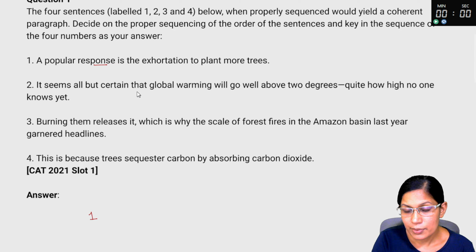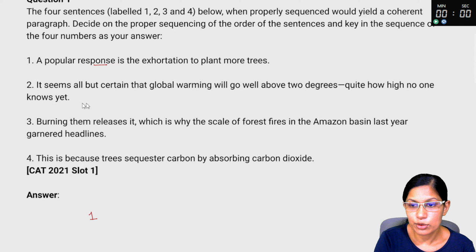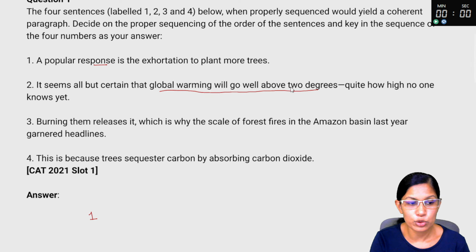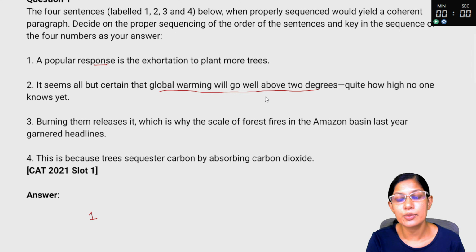It seems all but certain, so it's pretty certain that global warming will go well above 2 degrees. Quite how high, no one knows yet. So global warming will basically go above 2 degrees, so the average temperature will probably rise above 2 degrees. Now, if the temperature is going to rise, this obviously is a problem, right? We all know global warming is a problem, of course. And now this could be a solution to it.